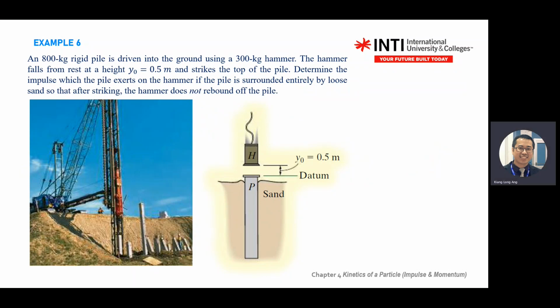So you read the question, you're given a mass. Mass of pile is given, driven into the ground using a hammer of 300 kilogram. Hammer falls from rest. The initial velocity was given. Initial height was given. It strikes the top of the pile. Determine the impulse which the pile exerted on the hammer if the pile is surrounded entirely by loose sand so that after striking, the hammer does not rebound from the pile.